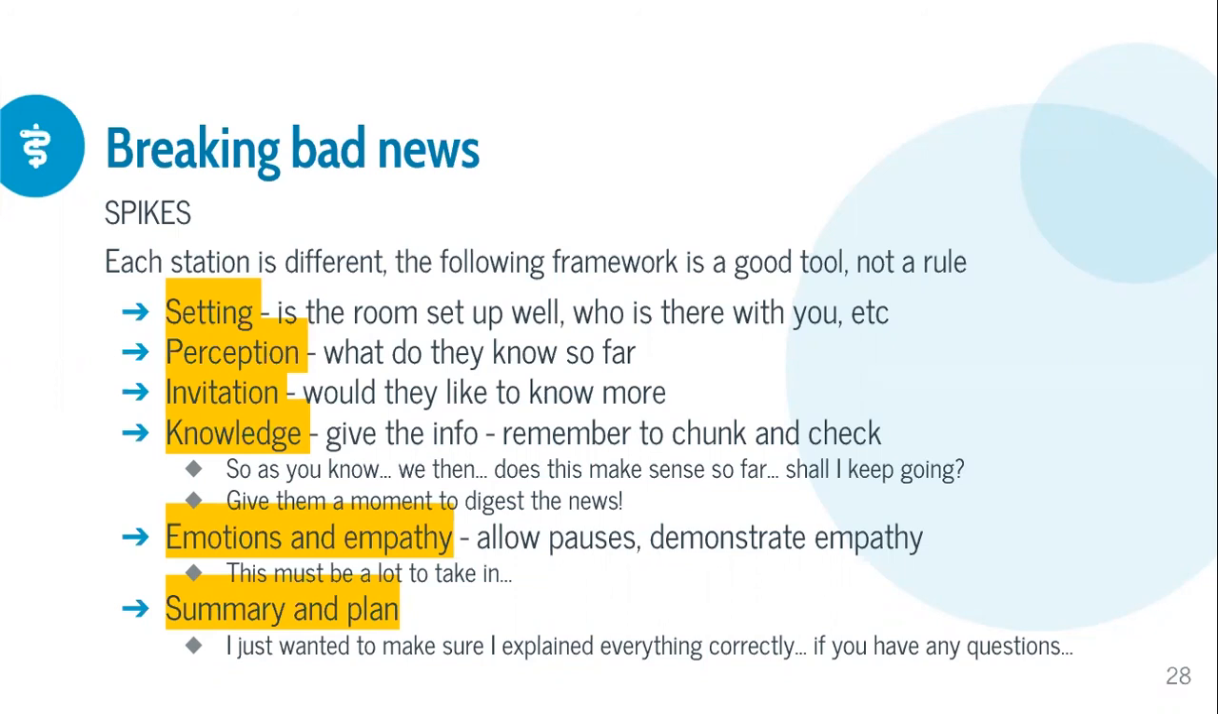So you should always just ensure the setting, the room, is well set up, and establish the existing knowledge of the person you're breaking the bad news to. So that's very important, so you can understand where you need to start from. Then also elicit how much they would like to know, and then give them the information, but in bits and pieces, and keep checking whether they understand what you said. Then always show your empathy, and finally just summarize and plan. Next slide.